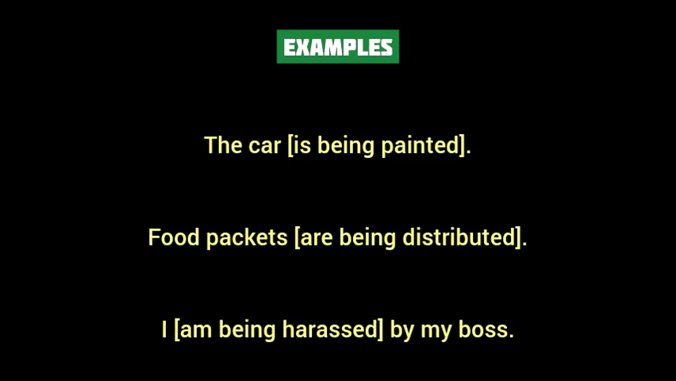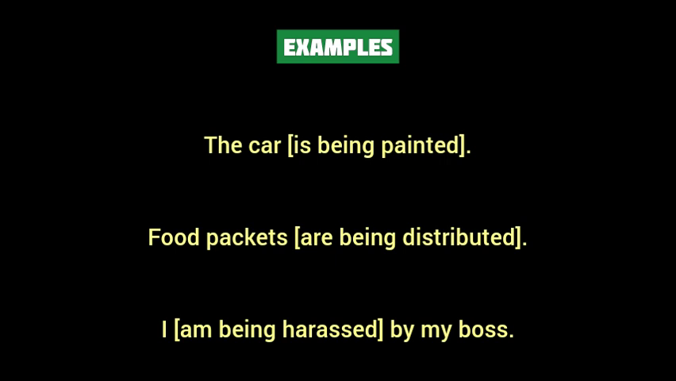For example, the car is being painted. Here the verb is in present continuous tense passive voice. Look at the structure: is plus being plus the third form of the verb paint. Food packets are being distributed. Are plus being plus the third form of distribute. I am being harassed by my boss. Here also the verb is in present continuous tense passive voice. Am plus being plus the third form of harass, or harassed.